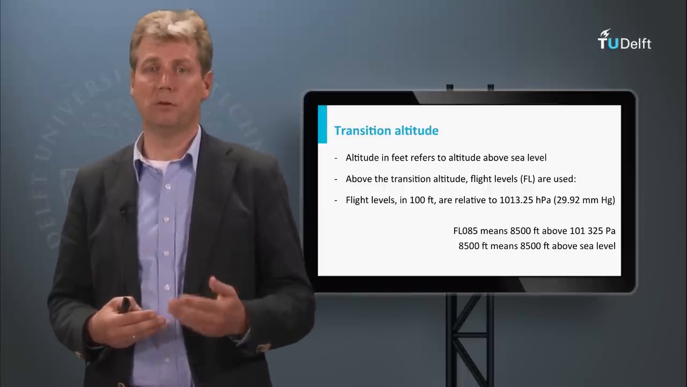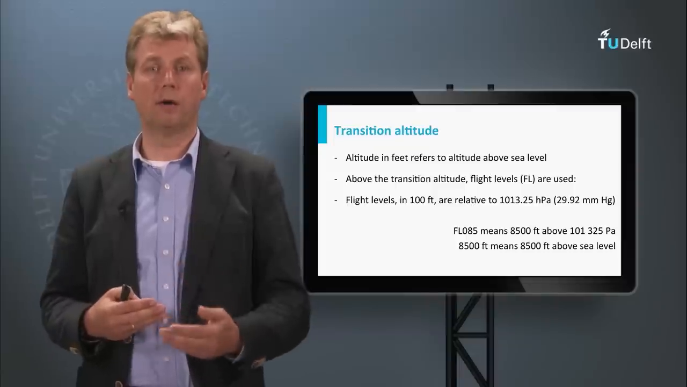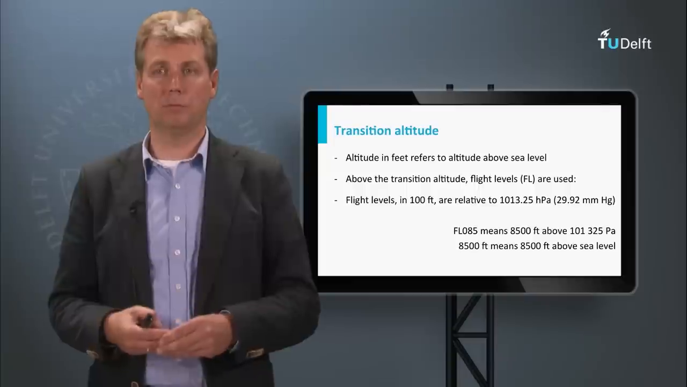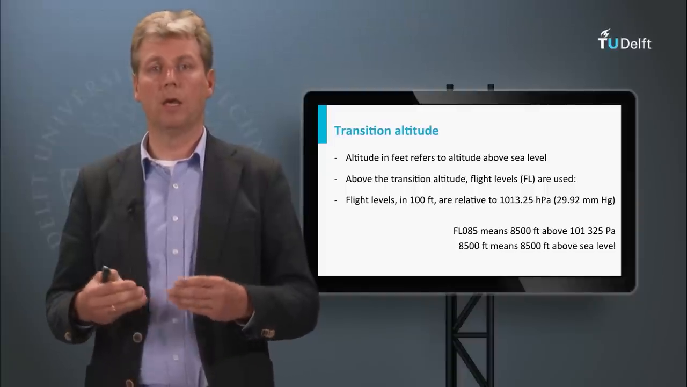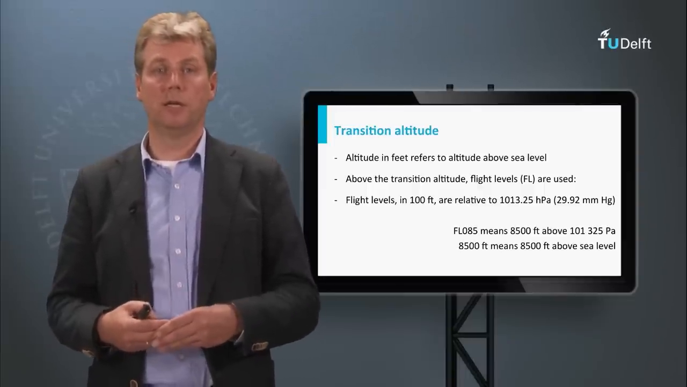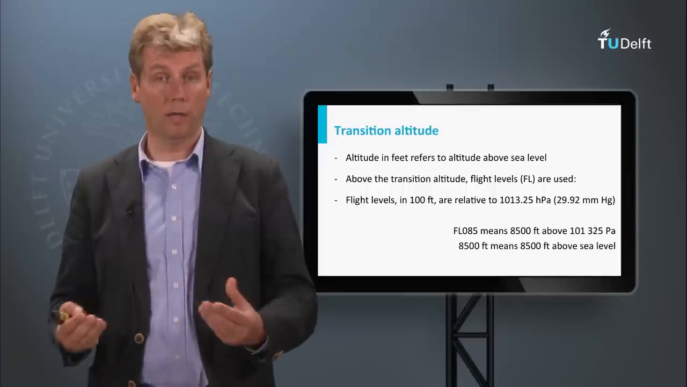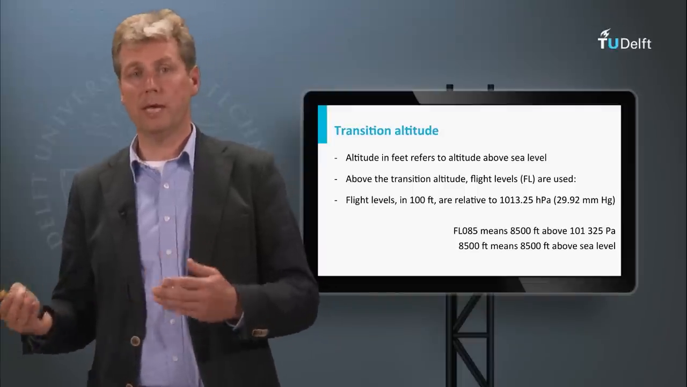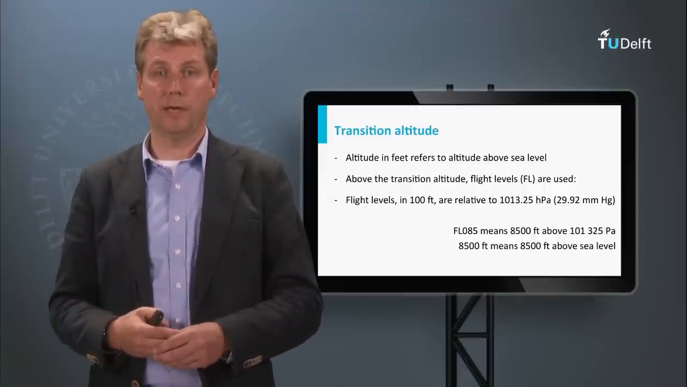So flight level 085 or flight level 85 refers to 8,500 feet above the pressure of sea level in the standard atmosphere, so 1013.25 hectopascal. While if the altitude is expressed in feet, 8,500 feet, this means, as a reference, the sea level pressure of that day, so the weather information is used to calculate this altitude. During takeoff and landing, the altitude is the most important altitude, and that's why it's used in this phase.